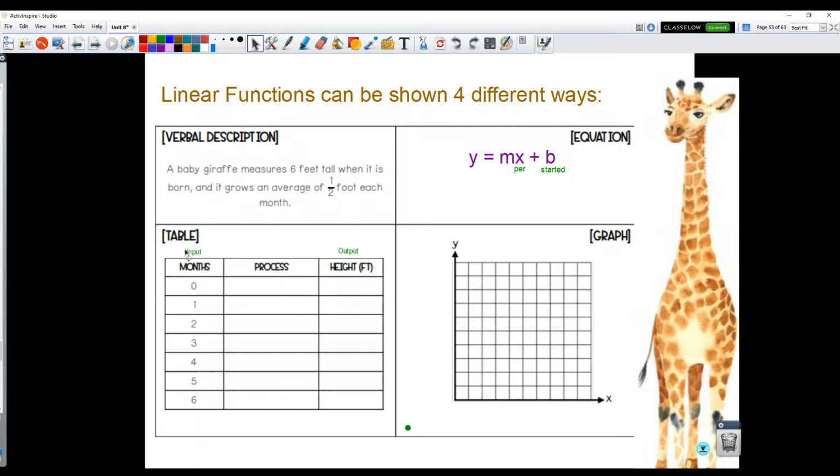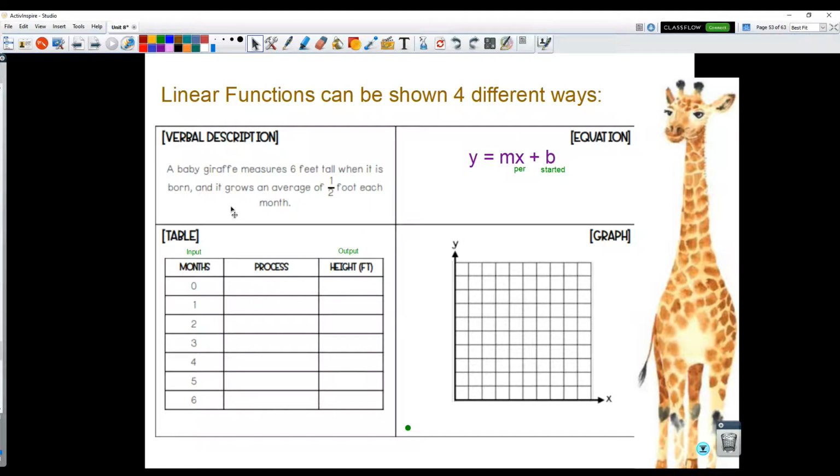In the table, we have our input values and our output values. Input are your x, output are your y, otherwise known as domain and range. And then in the graph, we need to label our axes and graph all the information. So that's what we're going to be doing.